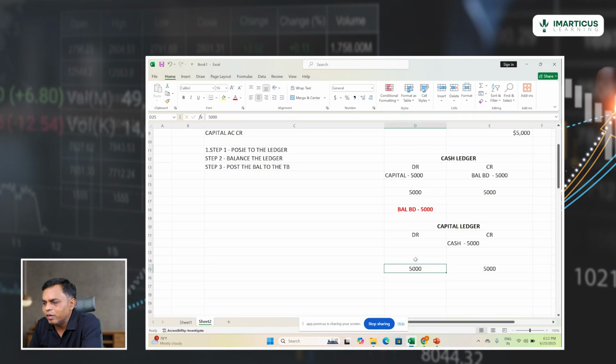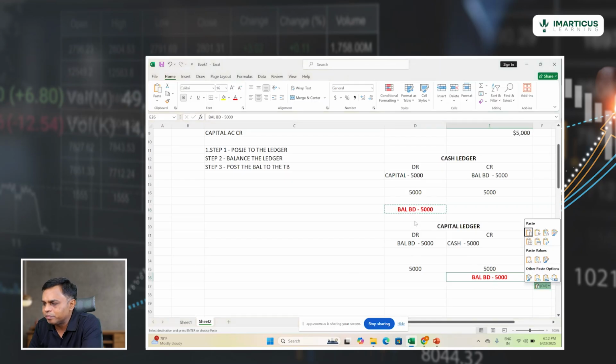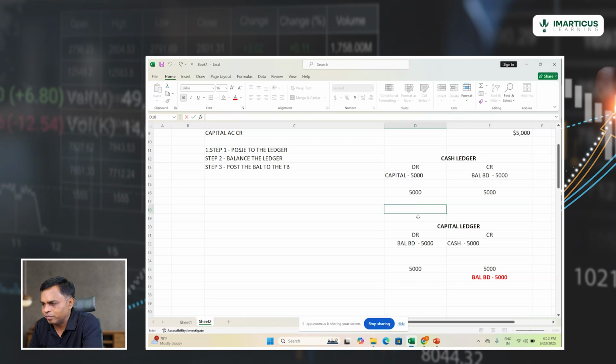If you look at the capital ledger, which side is not balanced? The debit side is not balanced. So I say balance brought down 5,000. Now this balance has to be moved to the opposite side to shift to the trial balance. When we are moving, we will mention this as a balance carried down. Now we have posted the entries to the ledger and we have balanced it.